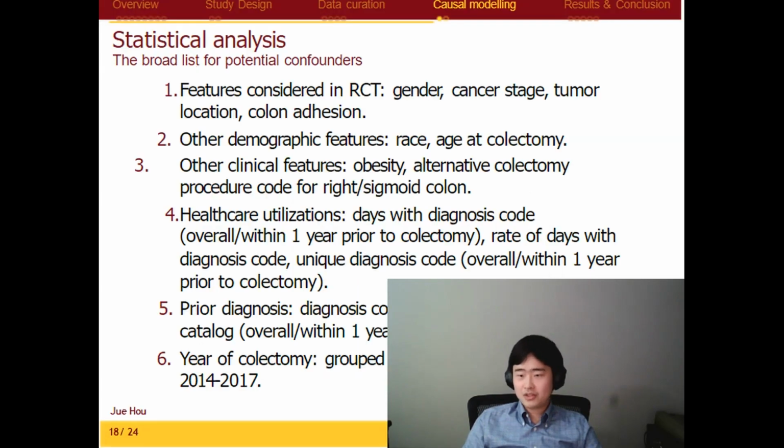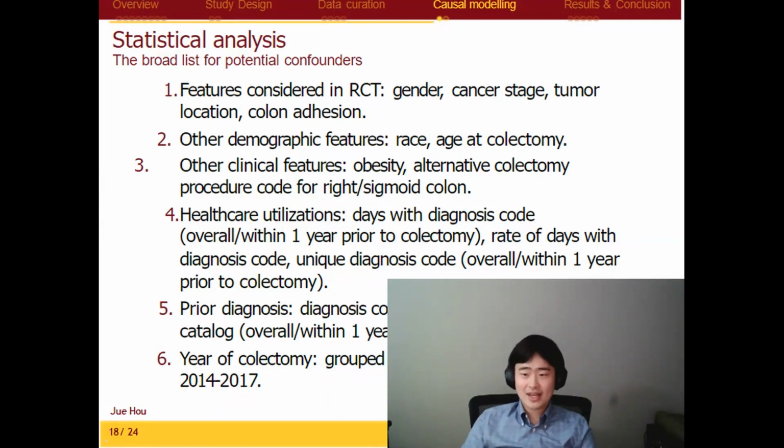So then we move on to the statistical analysis part. We talked about how, in order to capture as much confounding as possible, we'll have to compile a broad list of the potential confounders. So here is a candidate list for your future reference. We first include all the variables considered in the RCT that are also available in the open source data.